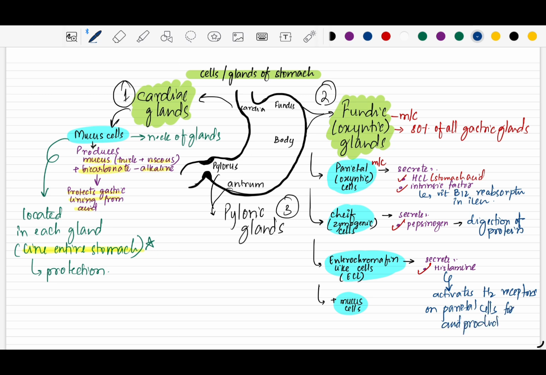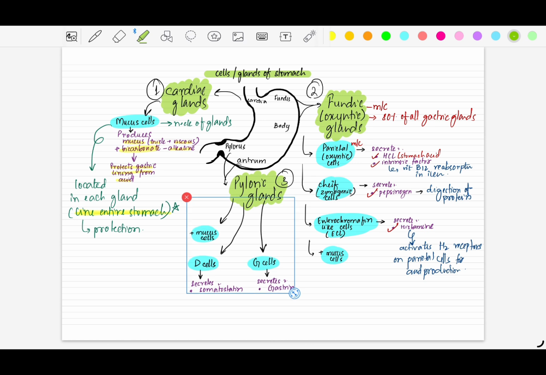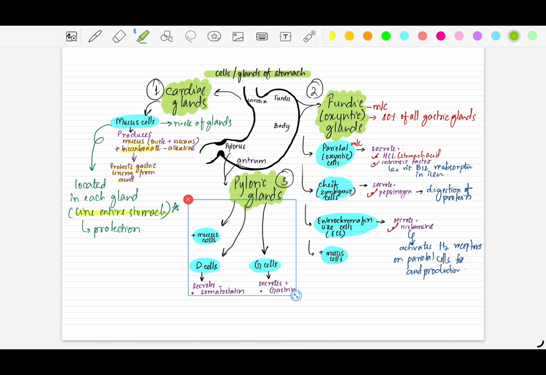Alright, up next we have the mucus cells. Now we already discussed that mucus cells line the entire stomach, so mucus cells are going to be present in the fundic or the oxyntic glands as well. Up next we have the pyloric glands. Pyloric glands also consist of three major types of cells. We have the mucus cells. We already discussed that these mucus cells are lining the entire stomach, so they are going to be present in the pyloric glands as well.